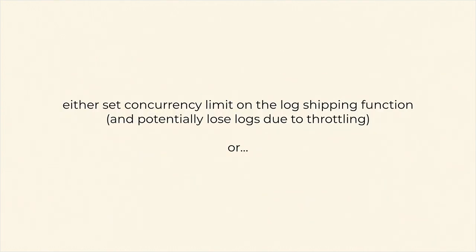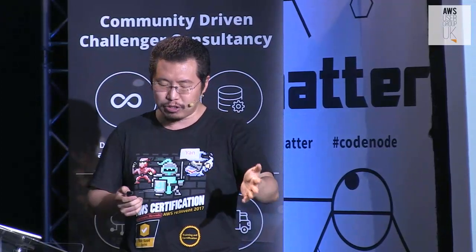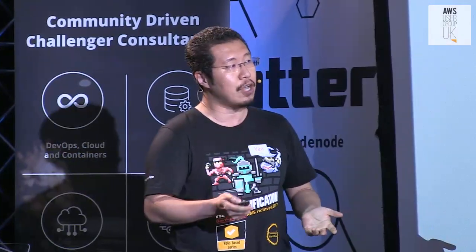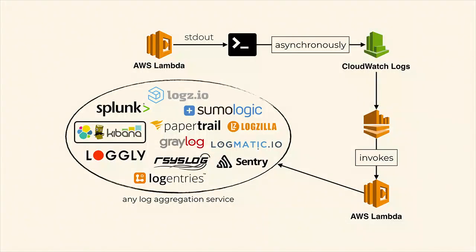So at scale, what we can do is, okay, I can set a concurrency limit for that log shipping function, but then that means if that log shipping function keeps getting throttled, I can also stand to lose data. So at scale, a much better way to do that is to subscribe your log groups to a Kinesis stream first, and then subscribe your log shipping function to the Kinesis stream, and from there you can ship your logs to wherever you actually want them to go.